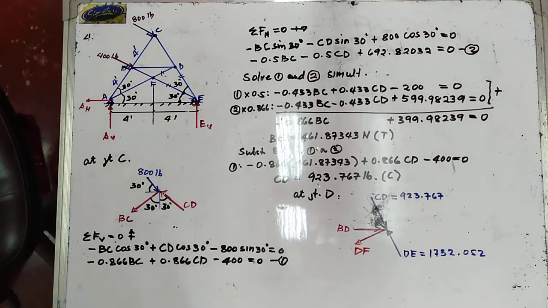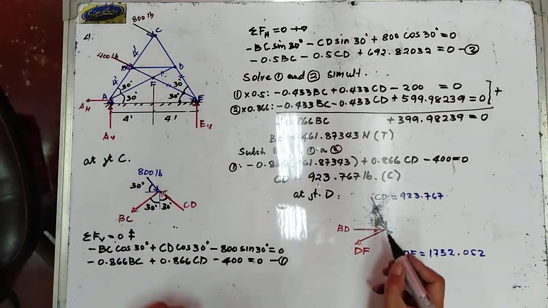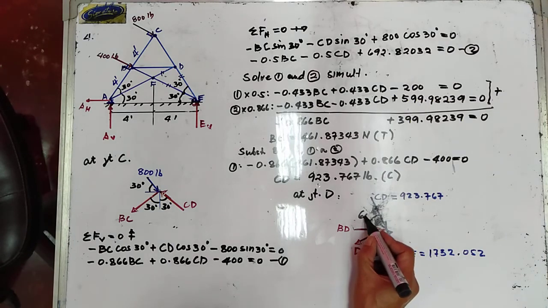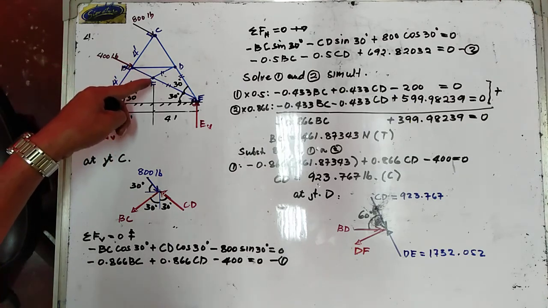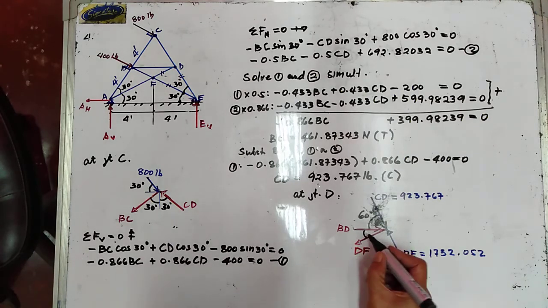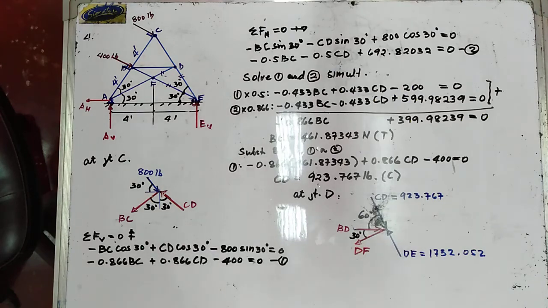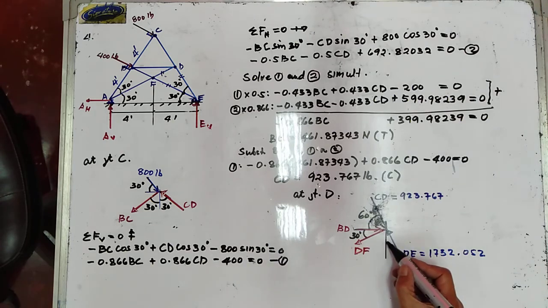Now, let's try to determine the angles. CD with the horizontal is 60 degrees. Your DF with the horizontal is 30 degrees. And your DE with the vertical is making an angle of 30 degrees. So that is now your FBD at joint D.